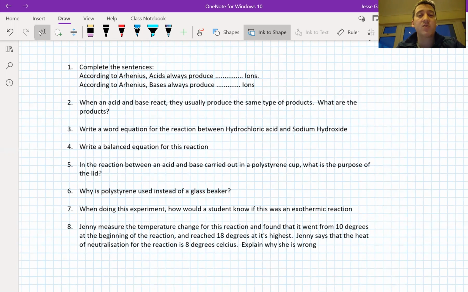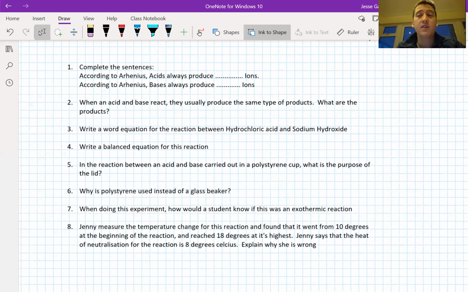When an acid and base react, they usually produce the same type of products. What are the products in an acid-base reaction? They are a salt and water. Okay, so a salt and water. Write a word equation for the reaction between hydrochloric acid and sodium hydroxide.